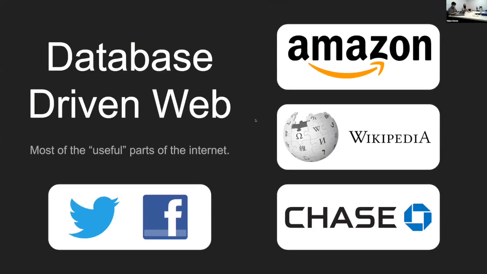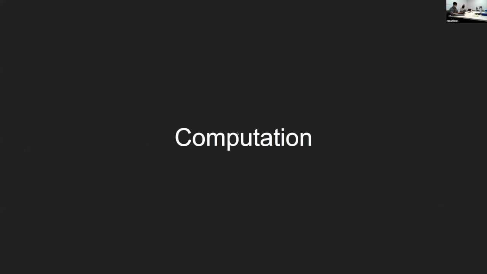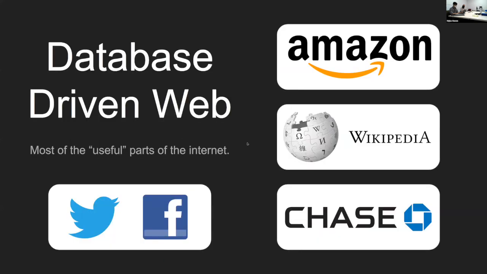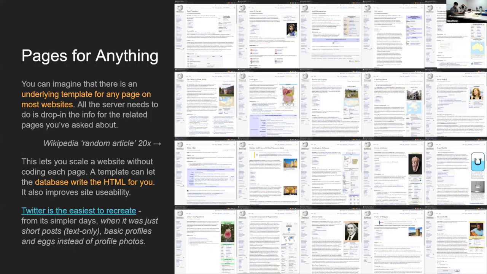So in addition, there's computation. So databases drive the web, right? Everything that you think of as a useful website is driven by a database somewhere. And so at some level, Amazon is computing things all the time. Wikipedia has got tons of information out there. Your bank is going to have info. Twitter and Facebook and all those things, they all have calculations that come from databases.